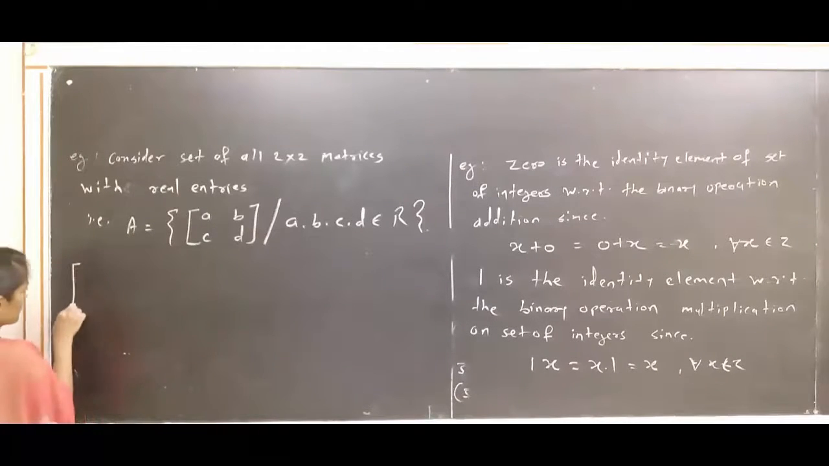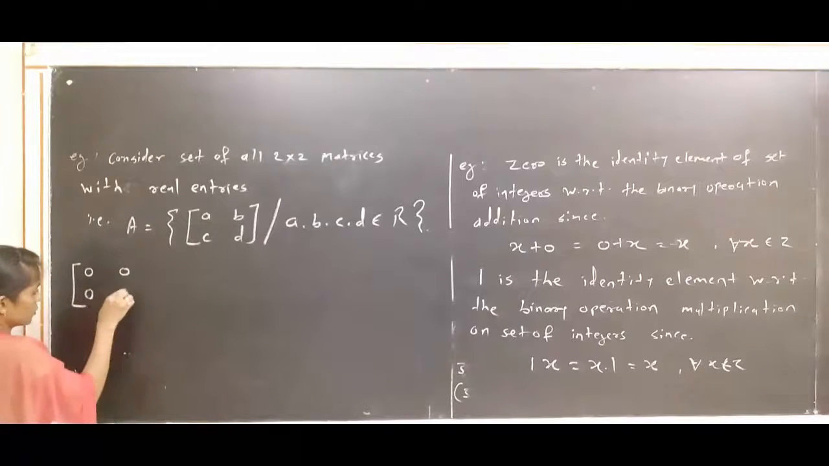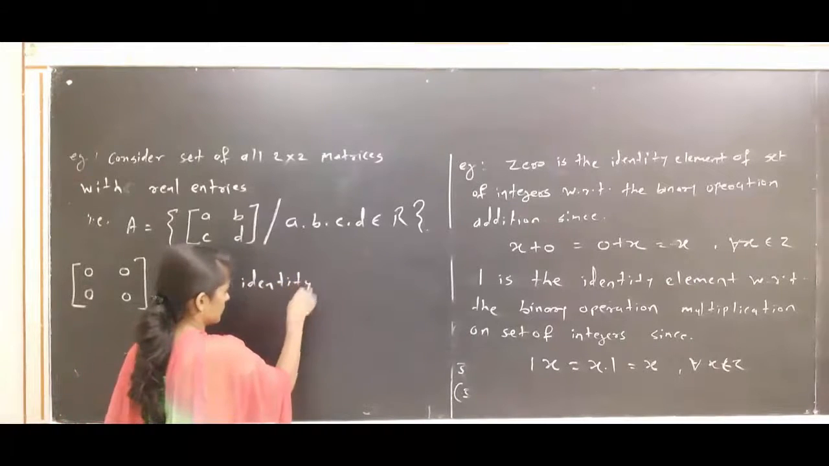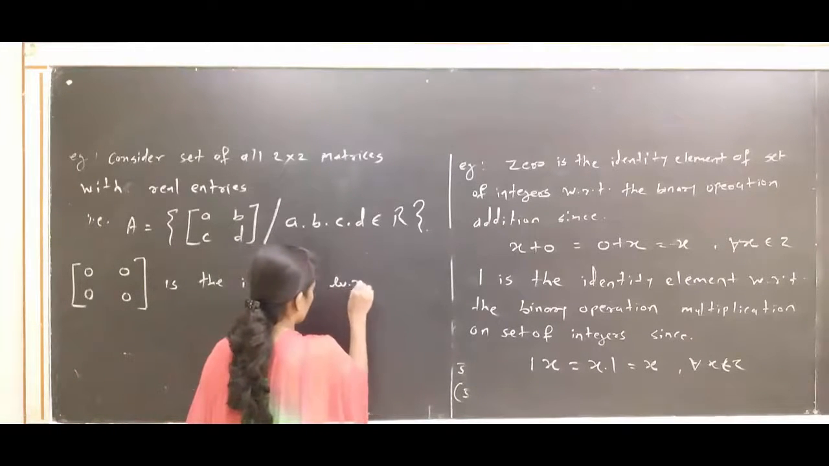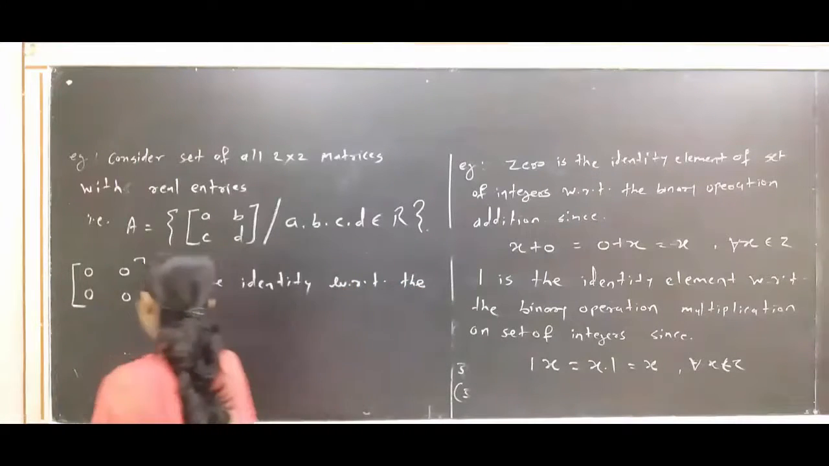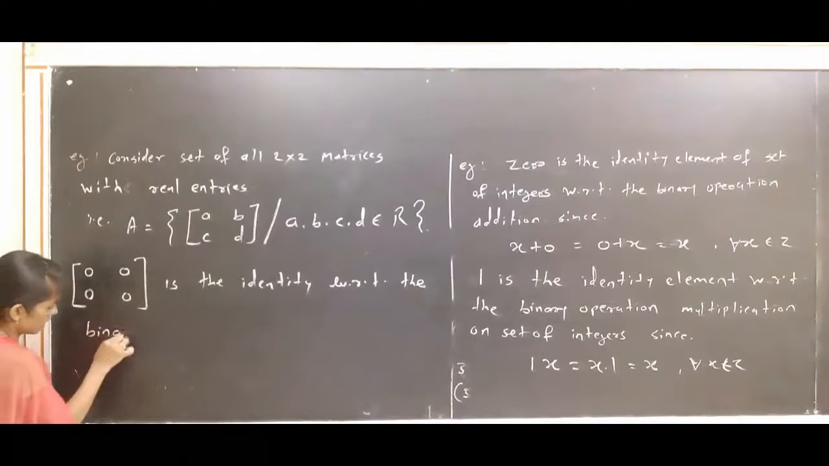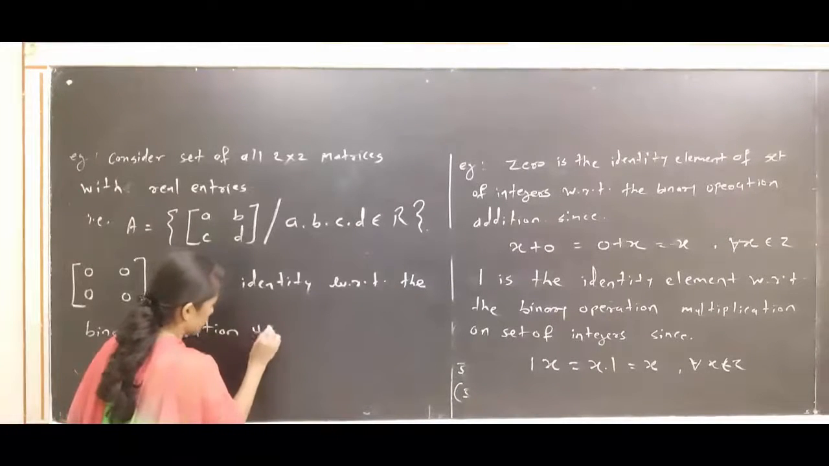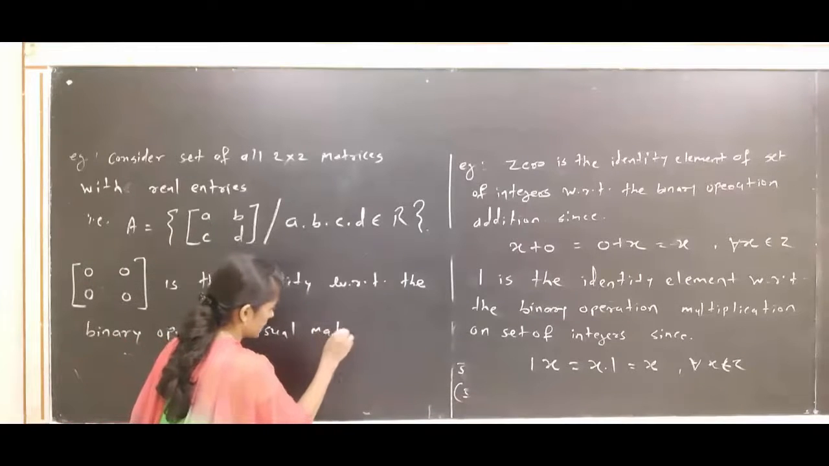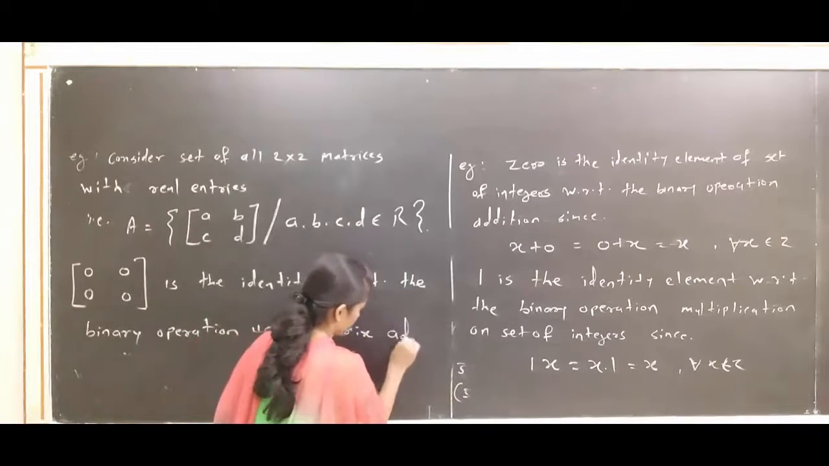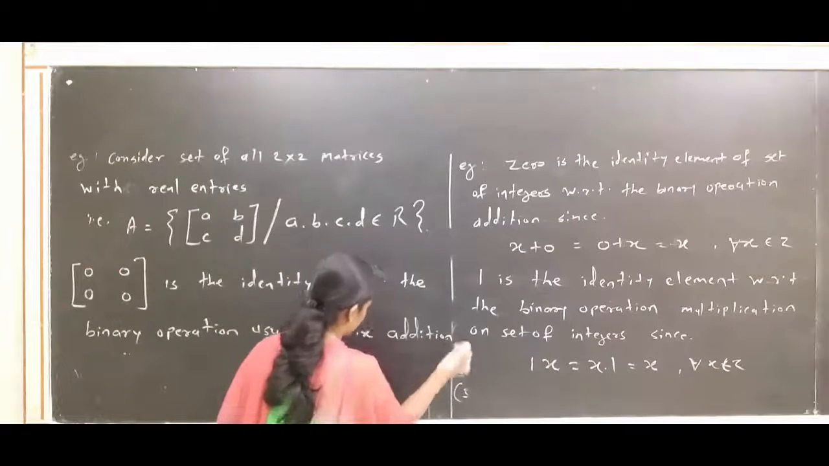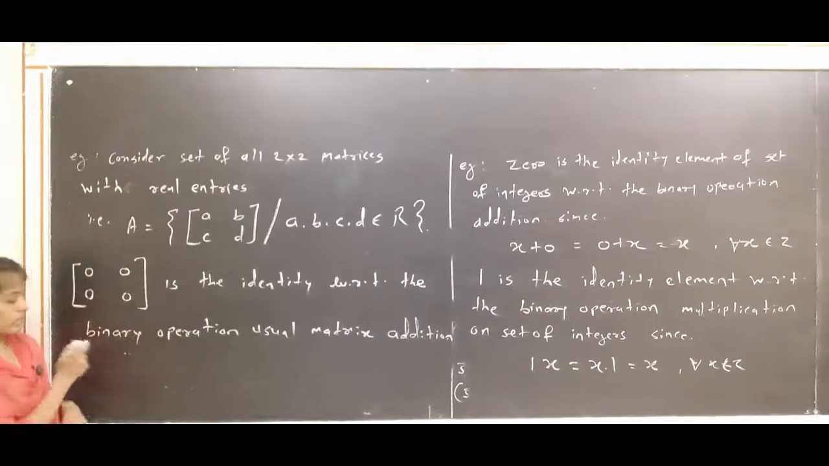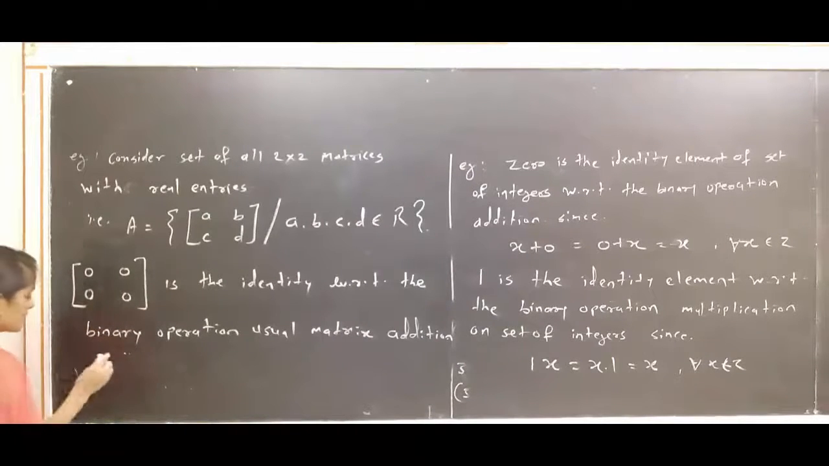Now, matrix 0, 0, 0, 0 is the identity with respect to the binary operation usual matrix addition. So 0, 0, 0, 0 is the identity element with respect to the binary operation usual matrix addition.